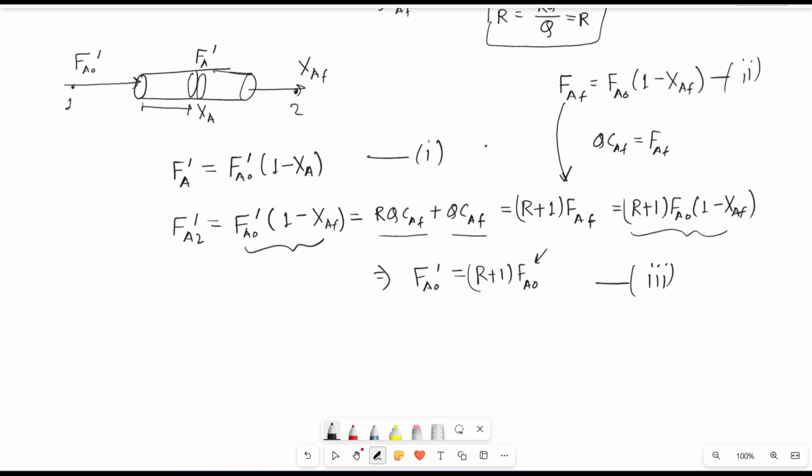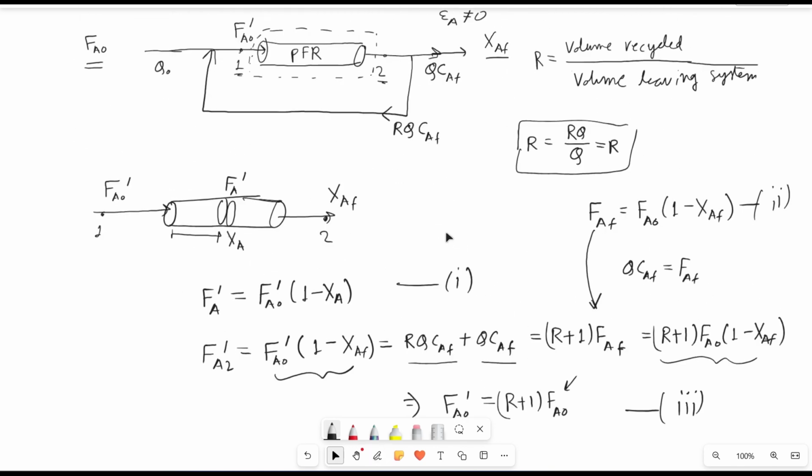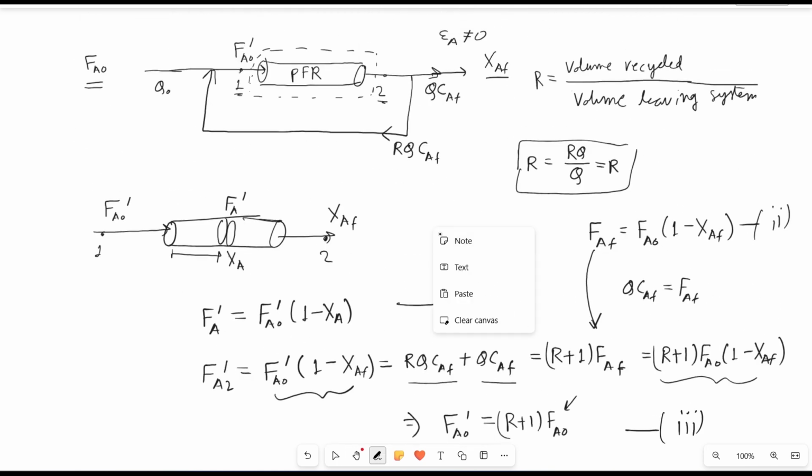Now we will also relate. We want to actually calculate what will be the conversion XA1.